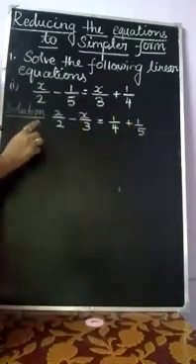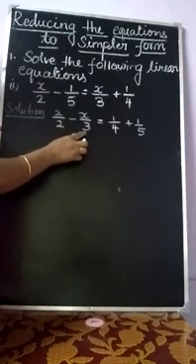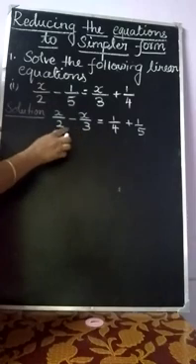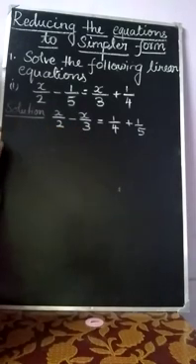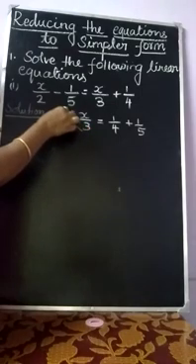Now look at the equation. Different denominators only we are having. When we add or subtract two values, we need the same denominators only. So we have to take LCM, or easily we have to apply cross multiplication method. Now I am going to apply cross multiplication method.